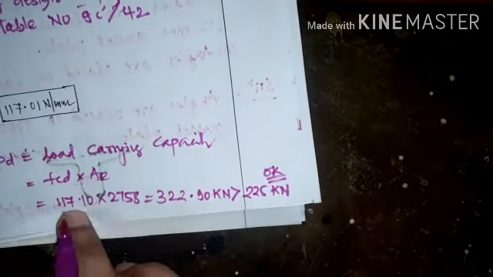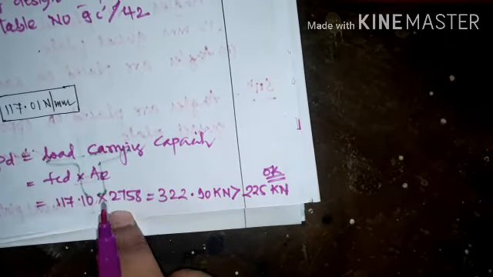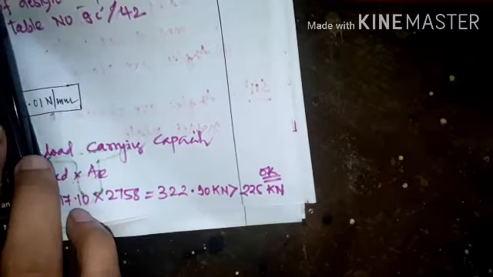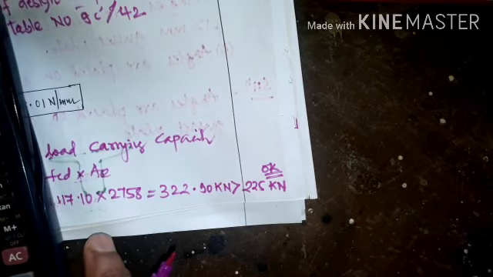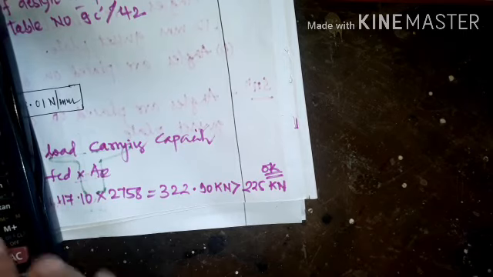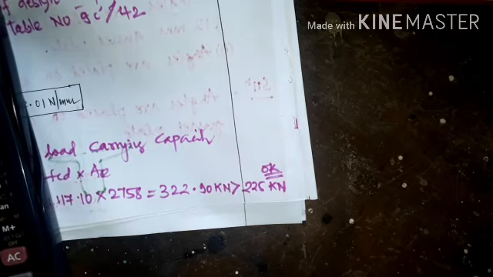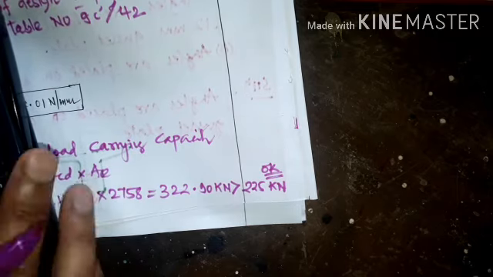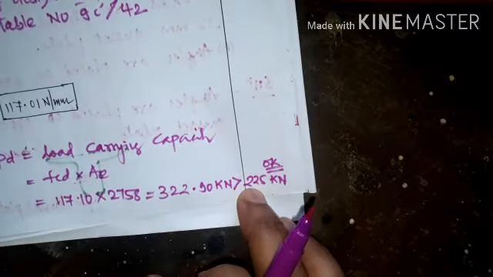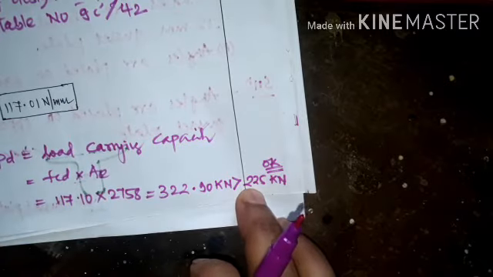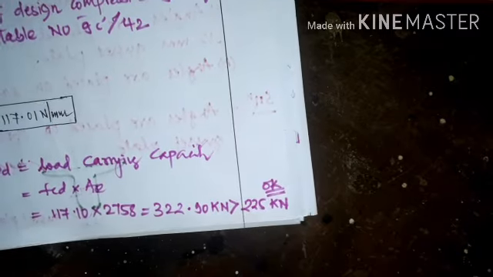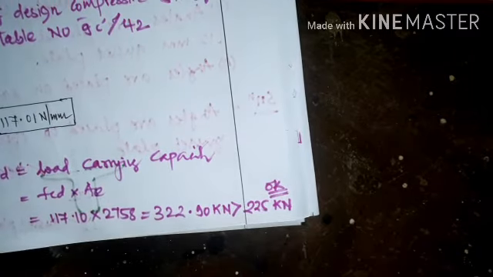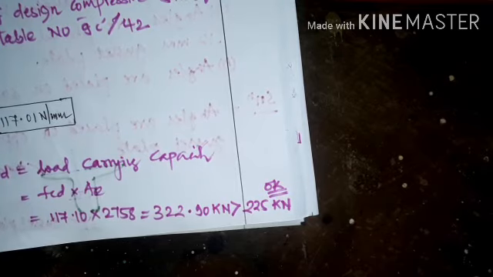The FCD into area, 2758. So 117.10, I'll check, into 2758. We'll get 322.90, which is more than 225 kilonewton. So it is safe. The provided section is safe when you provide two angles back to back. So it is safe.